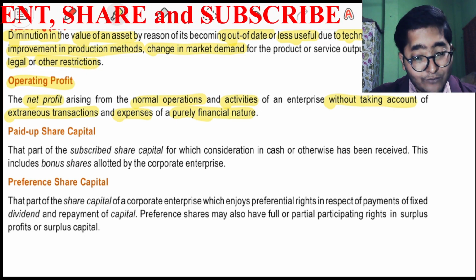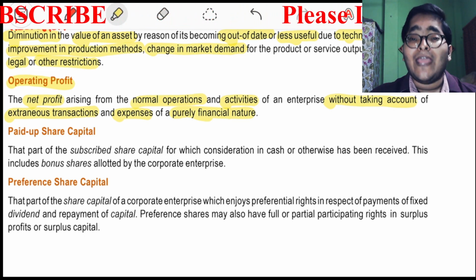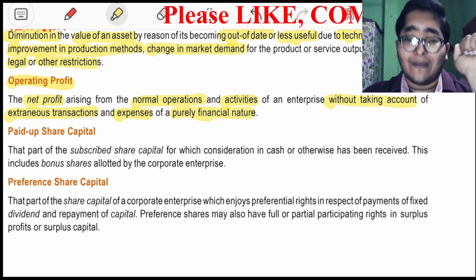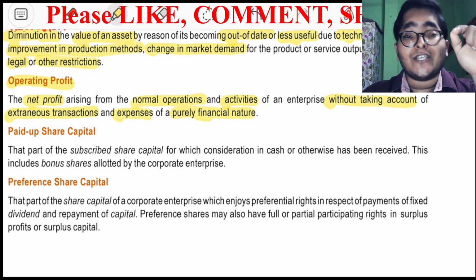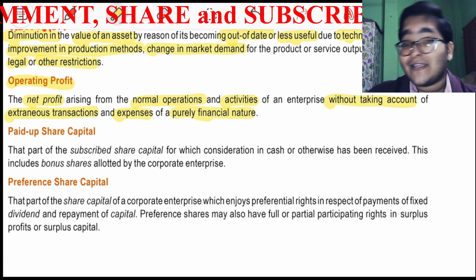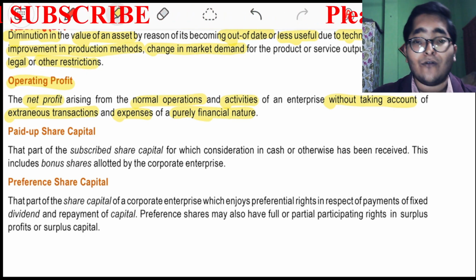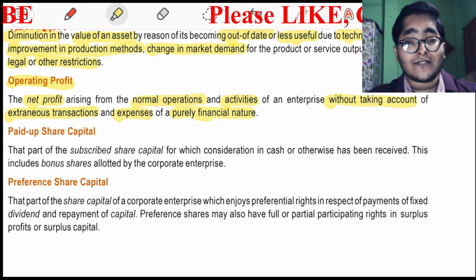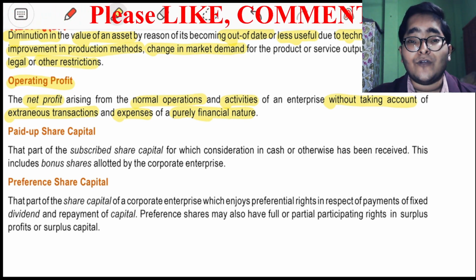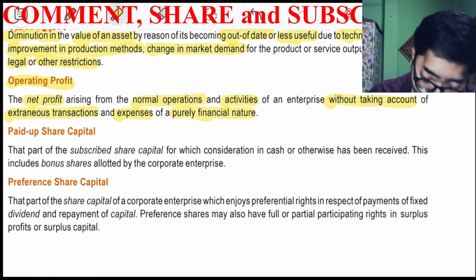This includes bonus shares allotted by the corporate enterprise. If any bonus share is issued by the company, then the bonus shares are also included in the paid up share capital. अगर एक कंपनी कुछ बोनस शेयर इशू किया है अपने शेयर होल्डर्स को, वो बोनस शेयर्स भी इंक्लूडेड हैं इस पेड अप शेयर कैपिटल में.